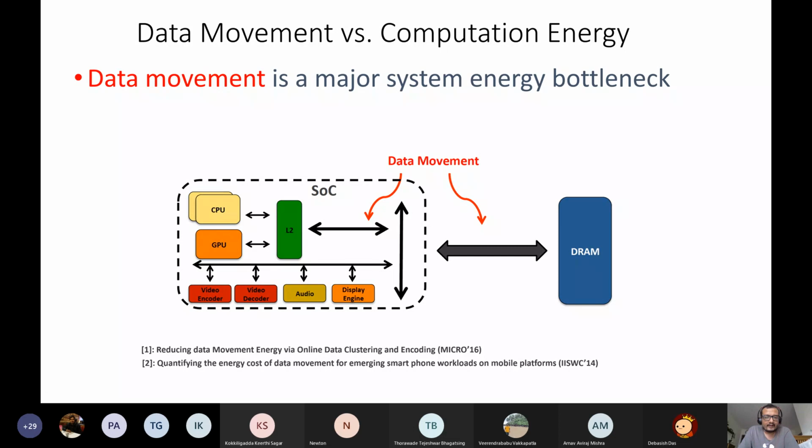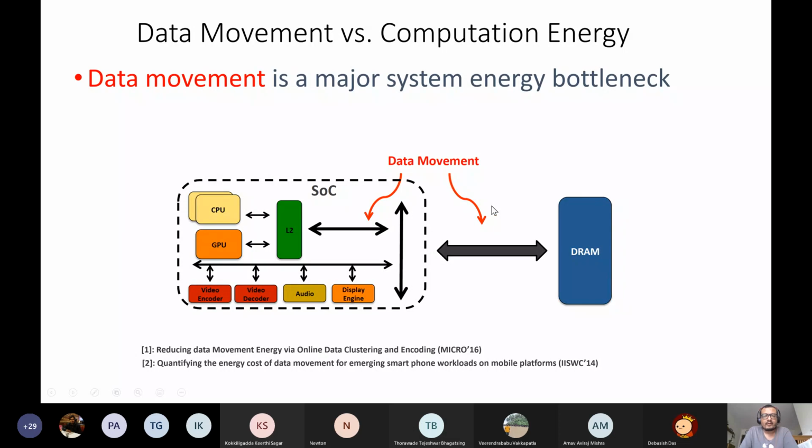So one interesting thing that you can take as a project for the course is how can you schedule or allocate your bandwidth among heterogeneous agents. Here the agents are CPU, GPU, audio, video encoder, decoder, display engine. There may be some other IP engines. You can take the latest phone from Google, right? You will find there are many other things there.